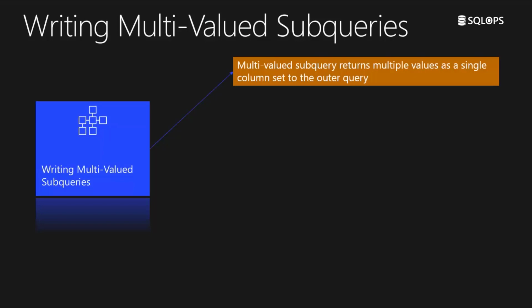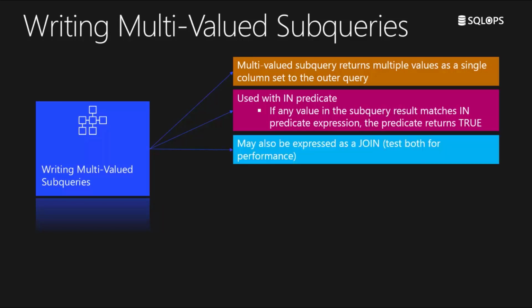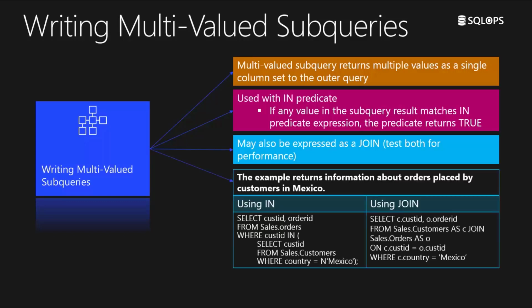As its name suggests, a multi-valued subquery may return more than one result in the form of a single column set. A multi-valued subquery is well suited to return results to the IN predicate, and if any value in the subquery result matches the IN predicate expression, the predicate returns true. In some cases, the database engine will interpret a subquery as a join and execute it accordingly, so you need to test for both to see which one performs better.